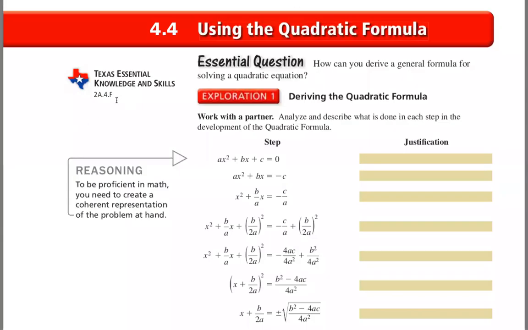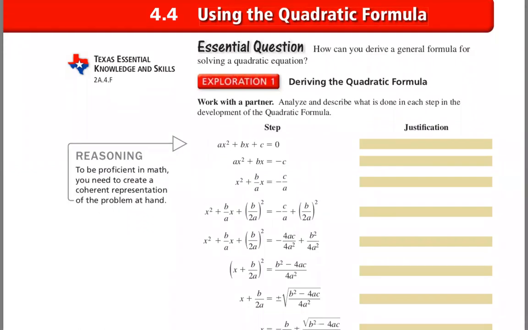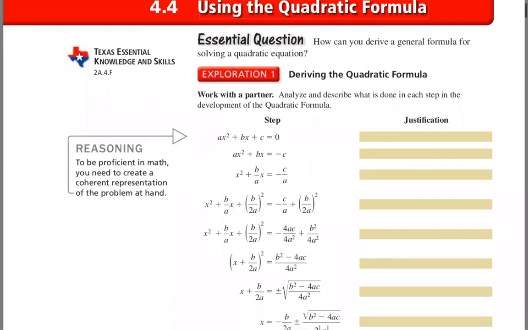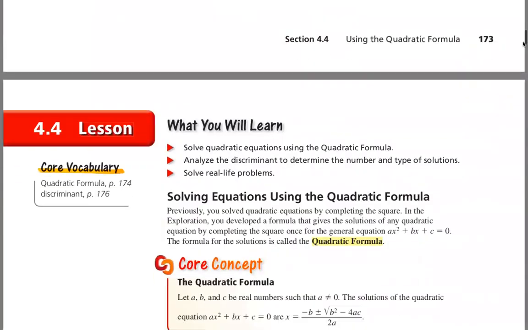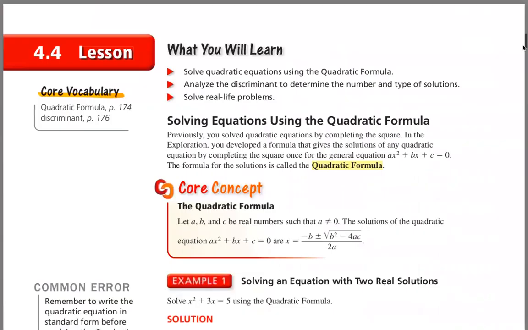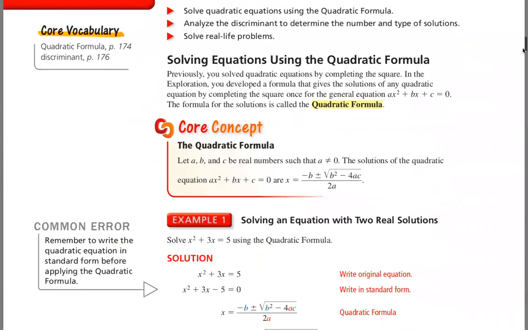All right, guys. Lesson 43, using the quadratic formula. Again, we've done this before, so hopefully you guys will have a little bit of understanding behind it. First thing is the quadratic formula. What is it? All right, here it is right here.